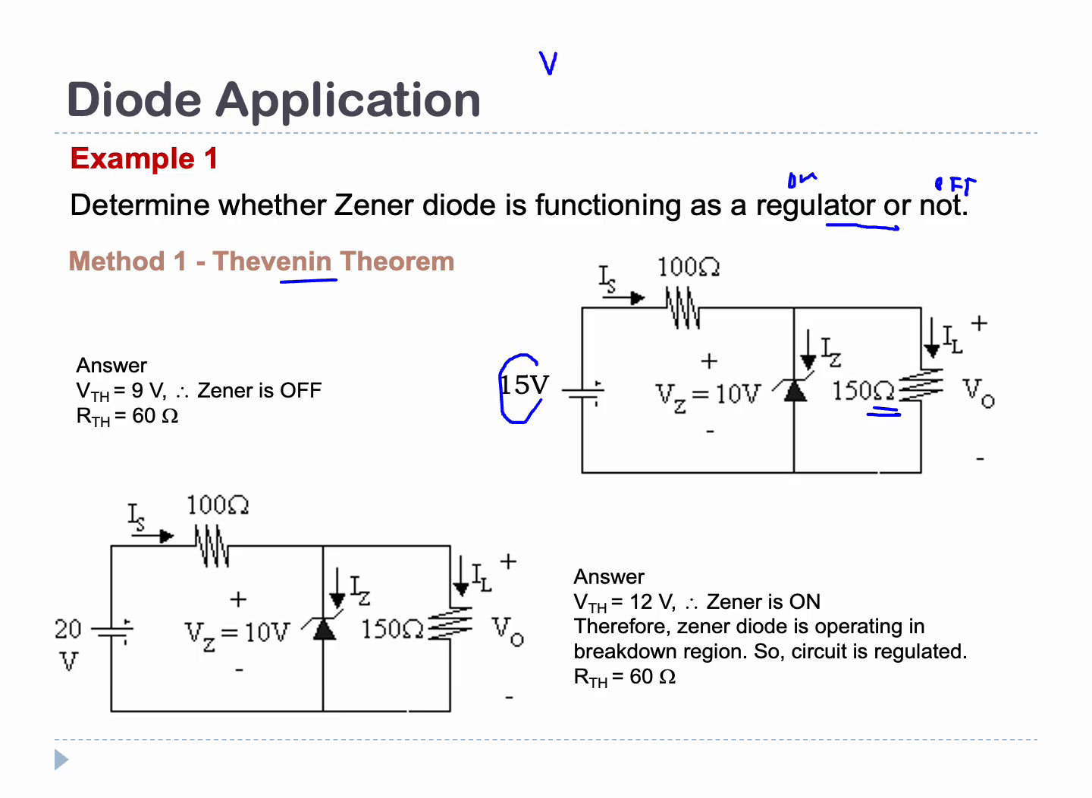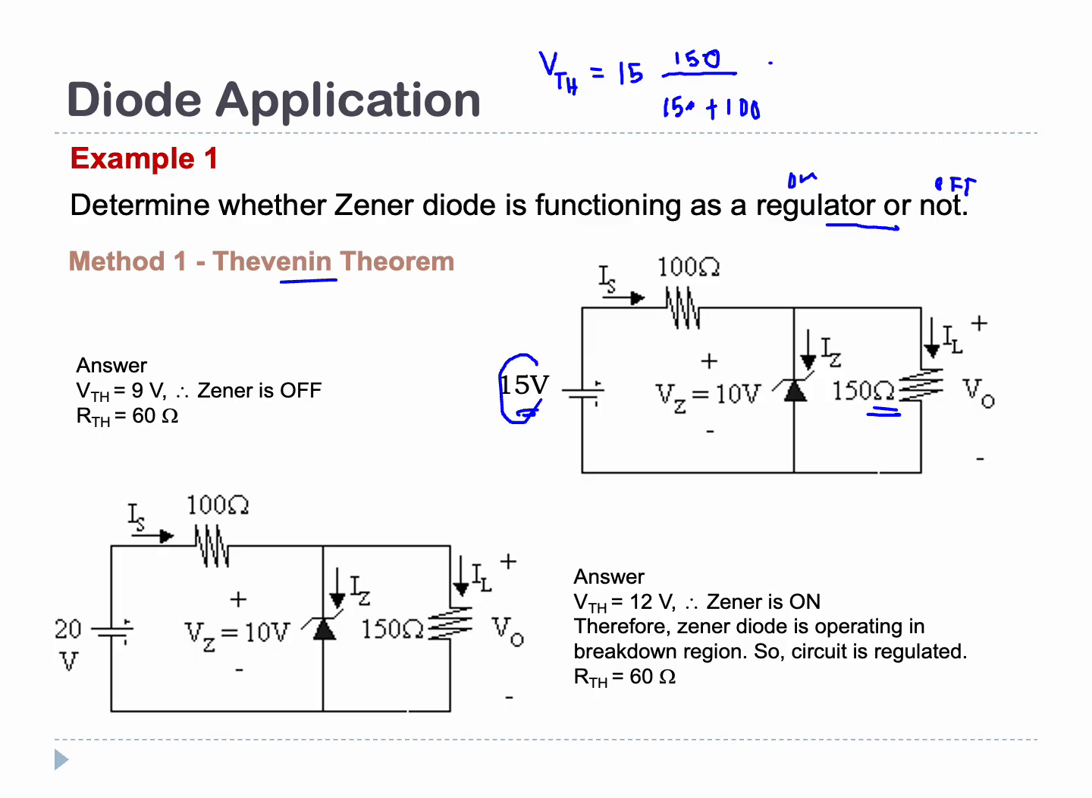So V Thevenin will be equal to our input voltage, which is 15, multiplied by the load resistance value, which is 150, over 150 plus the series resistor of 100.